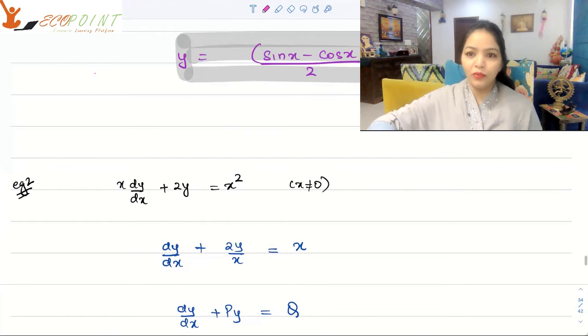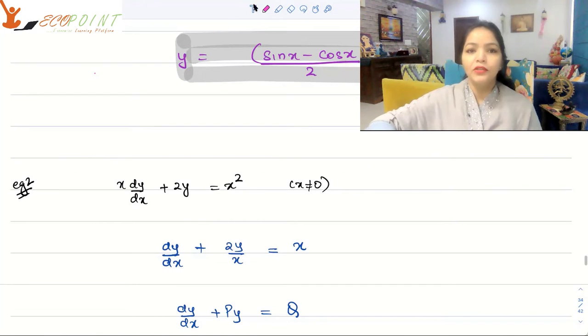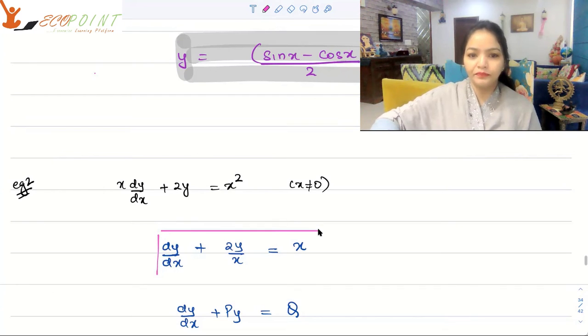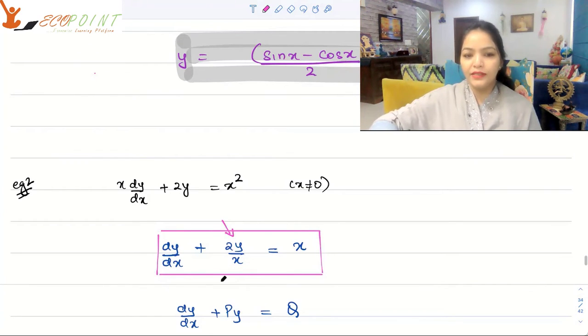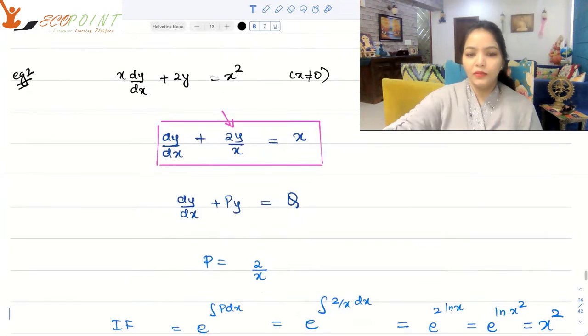So what you would want to do is create that form which is dy by dx plus p times y equals some q, which is either a constant or a function of x, right? So let's just write it down in that form. We will divide throughout by x, and this is what it will look like. So clearly p is 2 by x, and q is x.